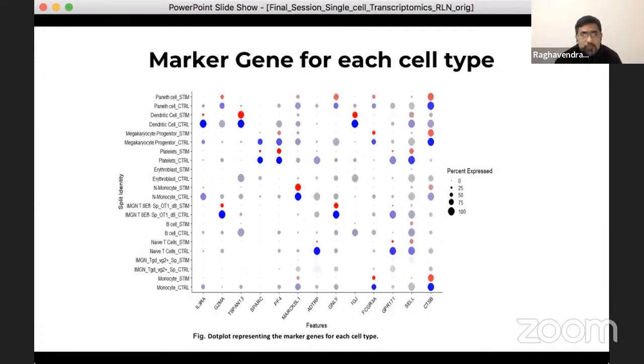These expression patterns that govern the distinct cell types can also be visualized as a dot plot, which represents the percentage of expression levels across multiple samples, multiple cell types, or multiple genes, and this gives us the genes that are upregulated or downregulated between different cell types.